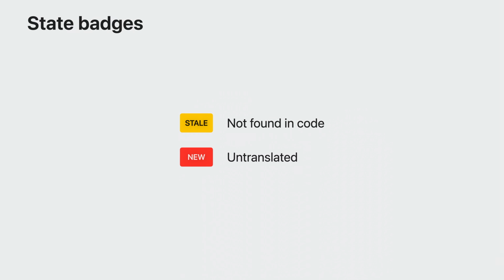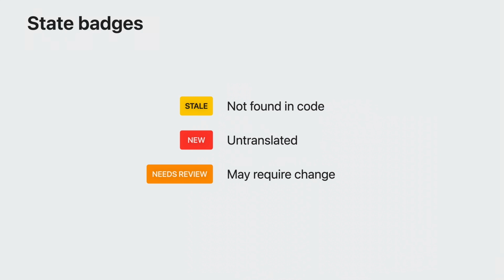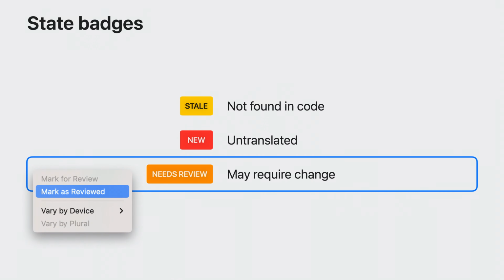New indicates that a string hasn't yet been translated into the selected language. You'll see this after adding a new string in code. Needs review indicates that the string requires the localizer's attention because the value might need to be changed. If you'd like to use the current value, simply choose Mark as Reviewed from the context menu.